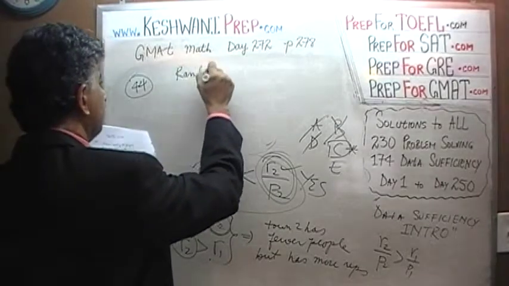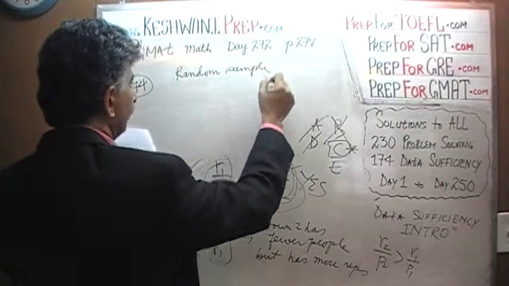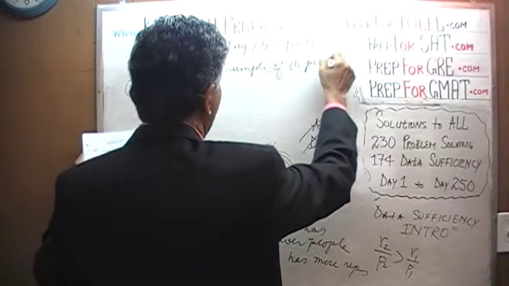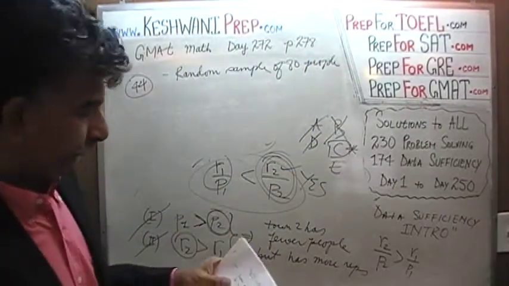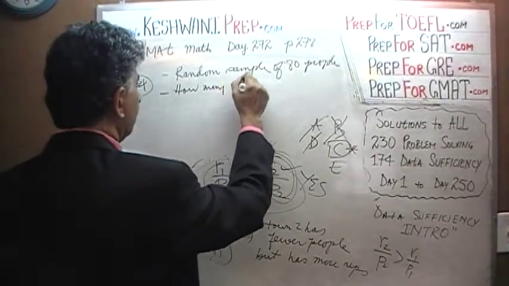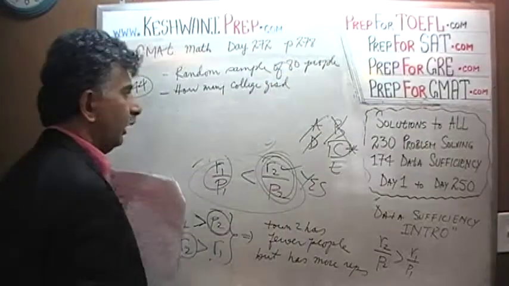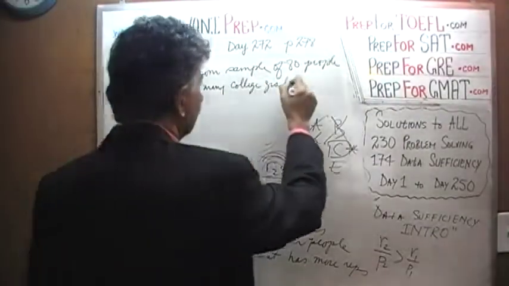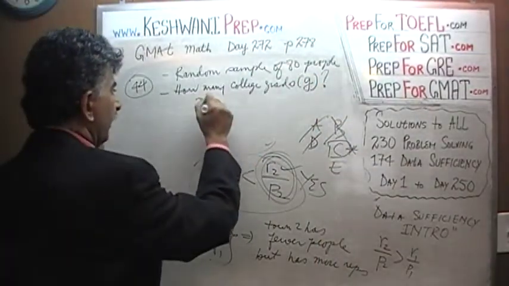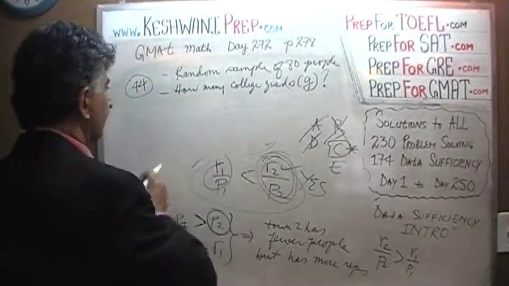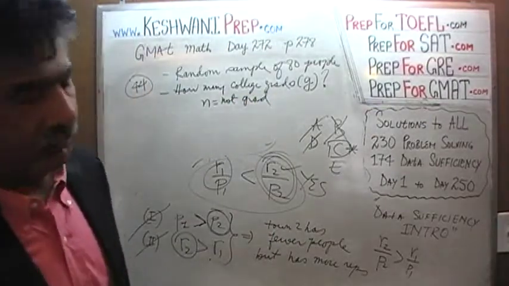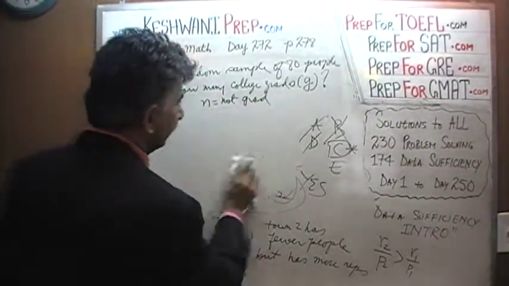We have a random sample rather, a random sample of 80 people. We have taken a random sample of 80 people, and the question simply is how many of these people are college graduates? We're going to put down letter G for college graduate. Letter N, we're going to use in our discussion to represent not graduate, people who did not graduate from college. So let's find out what they tell us.